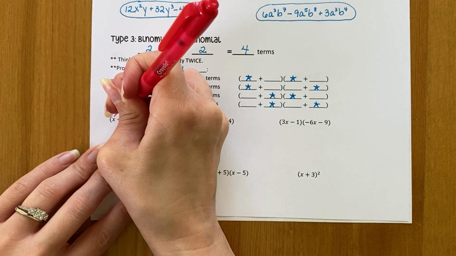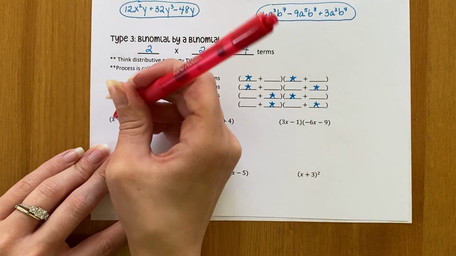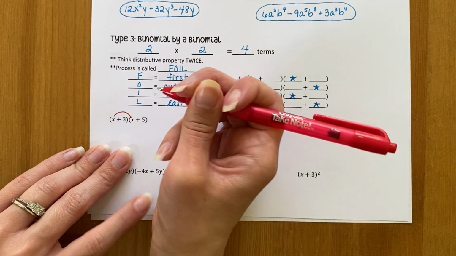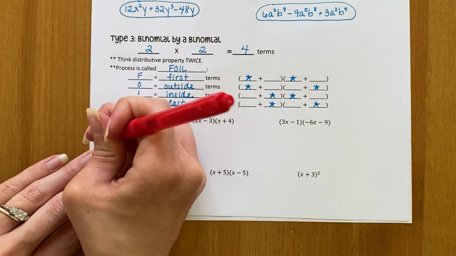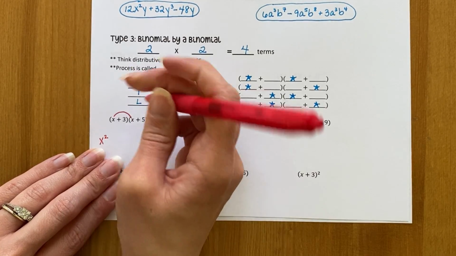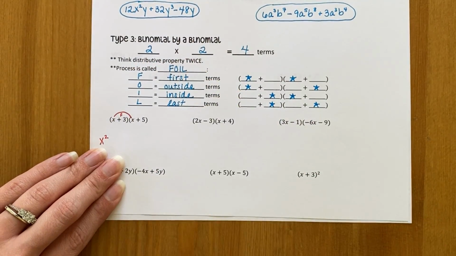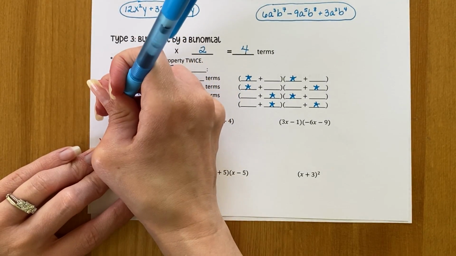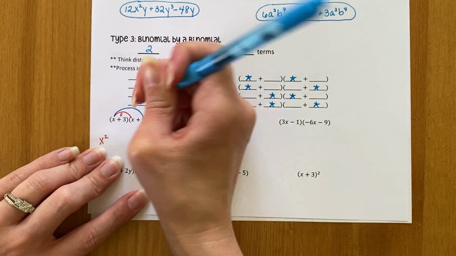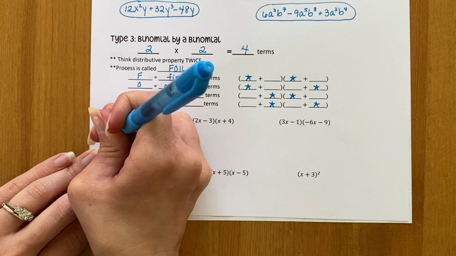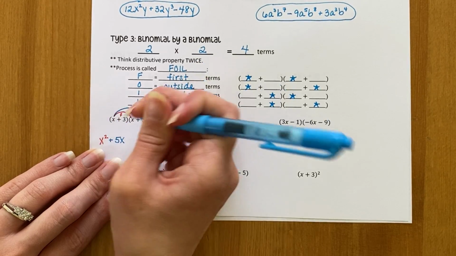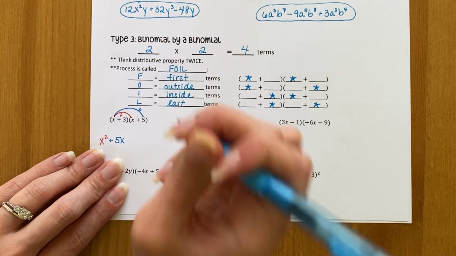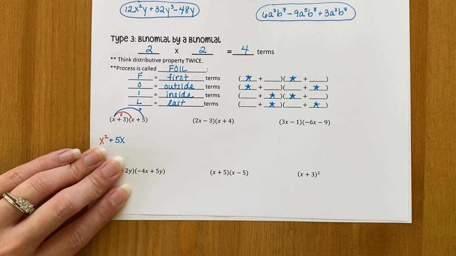All right, here we have x times x. Okay, remember there are 1's in front and exponents of 1's. X times x is going to end up making x squared. That's our first terms. Okay, next is going to be x times 5, which should give you 5x. Okay, these were our outside terms. So we've done FO so far.